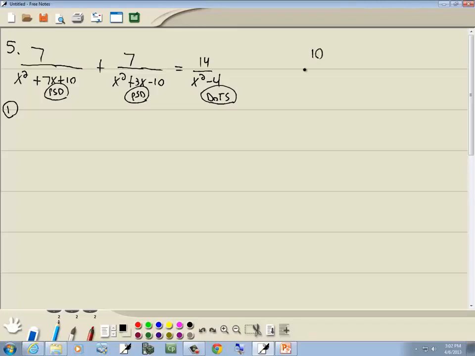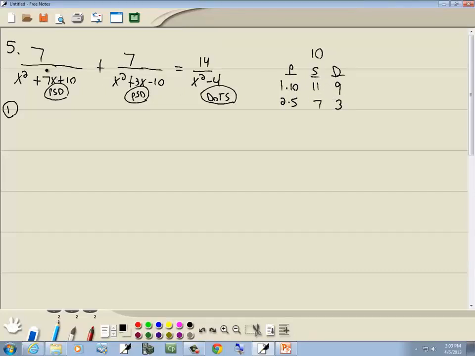PSD, we take our number at the end, ignoring signs, and come up with our 3 columns. Write down all products that give us 10. We got 1 times 10, 2 times 5. Add them: 1 plus 10 is 11, 2 plus 5 is 7. Subtract them, difference column: 10 minus 1 is 9, 5 minus 2 gives us 3.